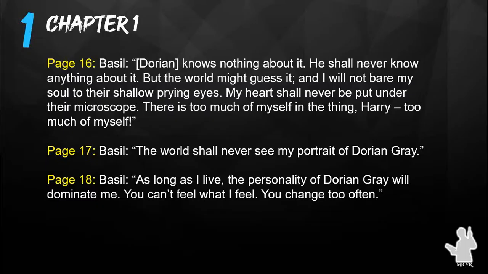Basil says on page 17, the world shall never see my portrait of Dorian Gray. That's an interesting choice of words, because later on we know that the portrait is given to Dorian, but then Dorian actually hides the painting away, so the world doesn't see it, but not for the reason that Basil doesn't want it to be shown, but because Dorian will put it away somewhere. If you've read further, you'll know, but he's going to hide it in the upper room, so that no prying eyes can look at his soul.